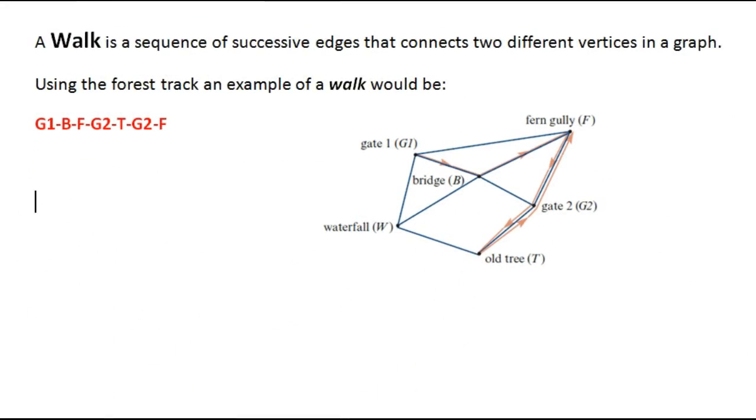A walk is a sequence of successive edges that connects 2 different vertices in a graph. If we use the forest tracks from before, we can go from G1 to B to F to G2 to T, back to G2 and back to F. That would be an example of a walk. Notice we've covered some of the edges twice here, and we've certainly covered some of the vertices twice as well.